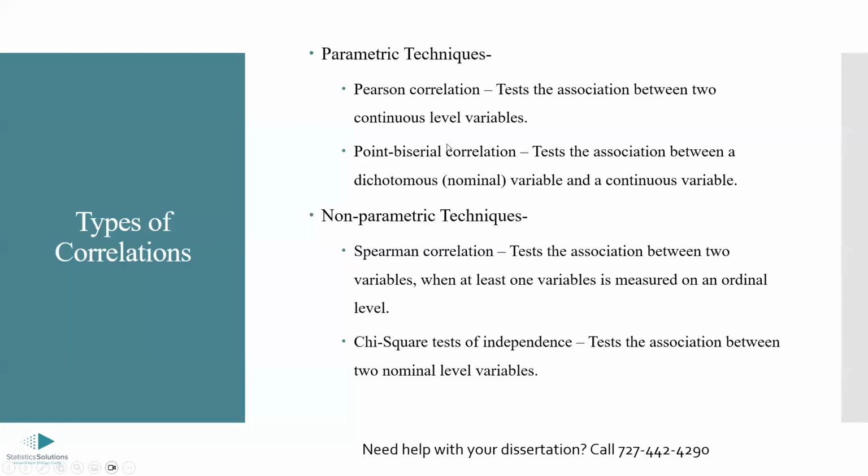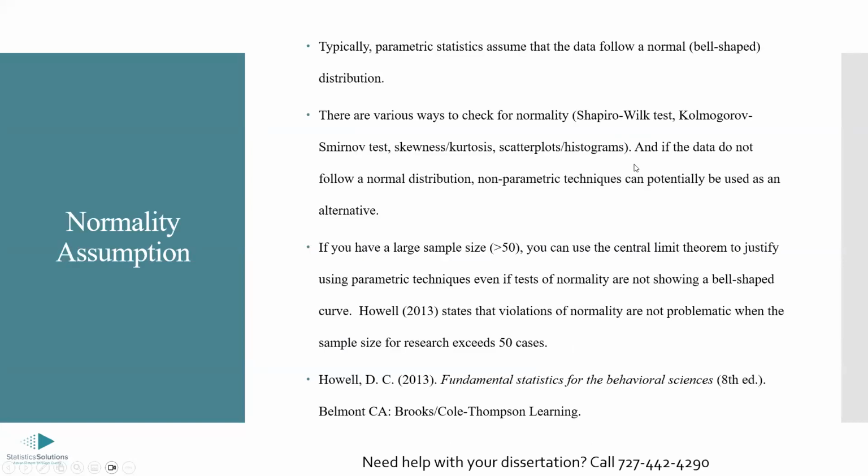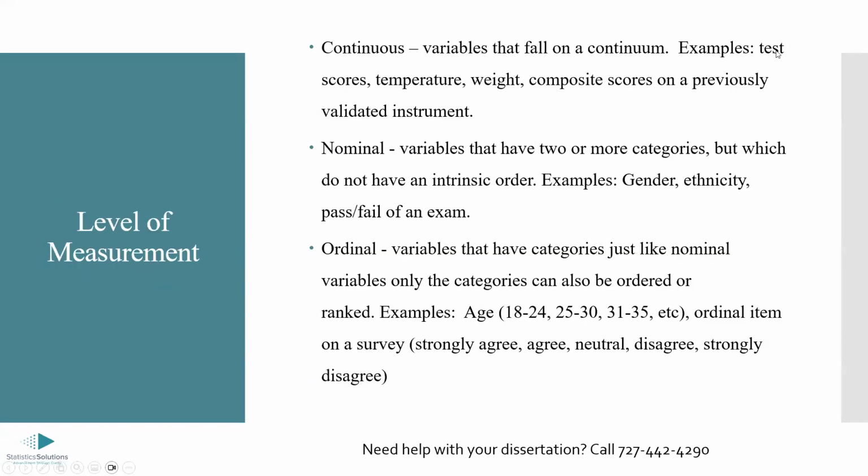Point biserial correlation, the key prefix that you can see here is bi. So that indicates that you have a binary or a dichotomous variable. So for a point biserial, we need to have a binary dichotomous variable and a continuous variable. That would be, for example, if we're looking at the association between test scores, which is continuous, and gender. So is there a relationship between gender and what test scores males and females are scoring? That would be a point biserial correlation.